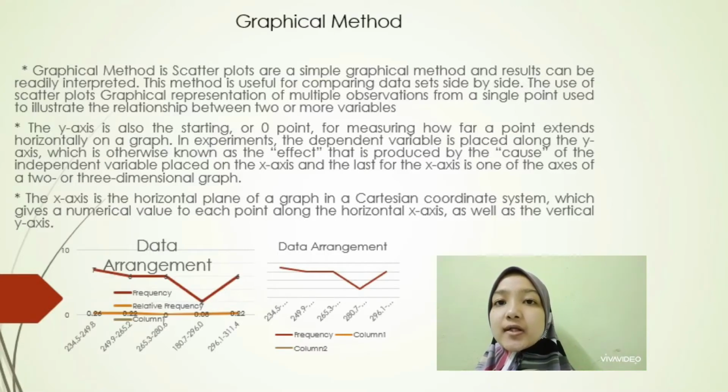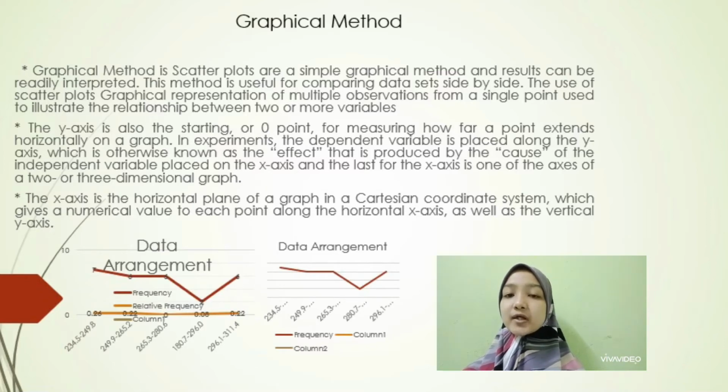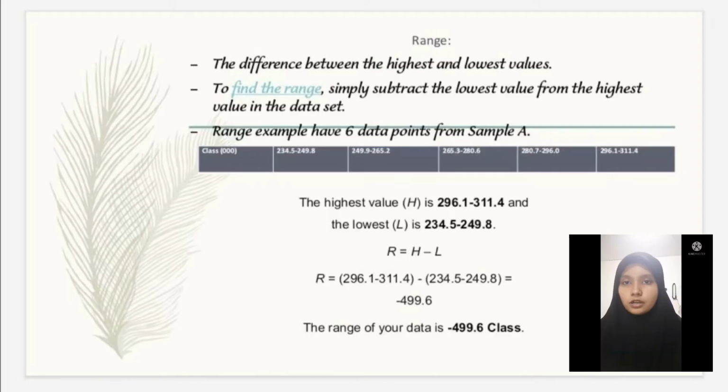Graphical method is scatter plot, a simple graphic method, and the result can be easily interpreted. This method is useful for comparing data side by side. The use of a scatter plot, a graphical representation of the observations from a single point, is used to illustrate the relationship between two or more variables.